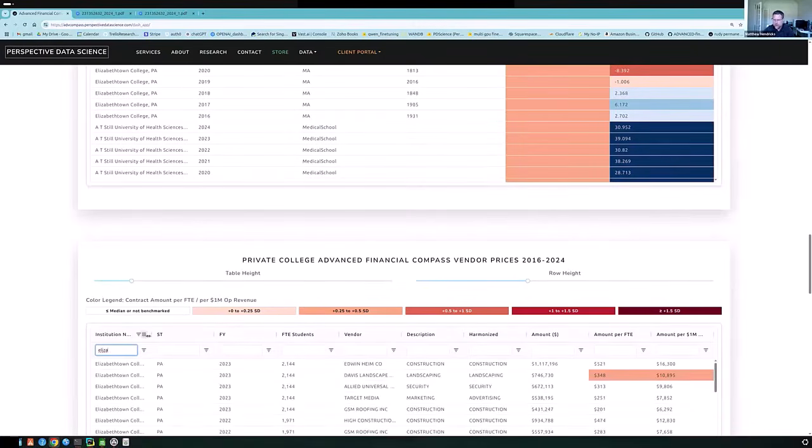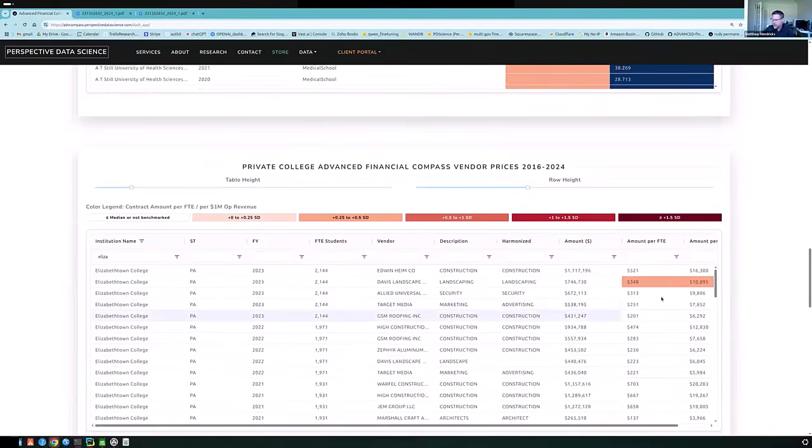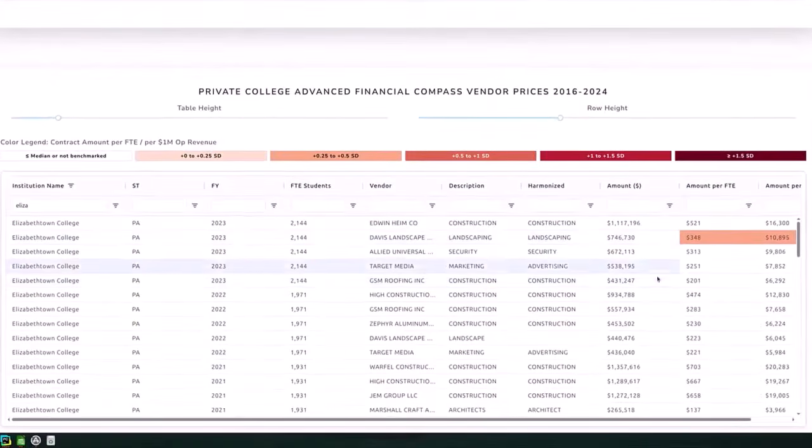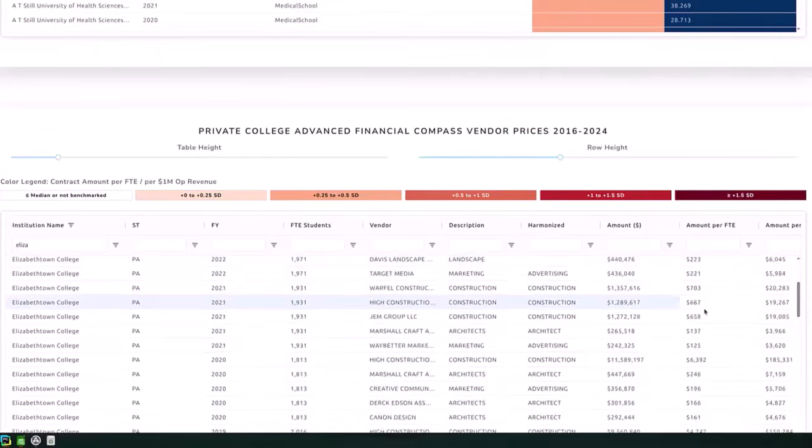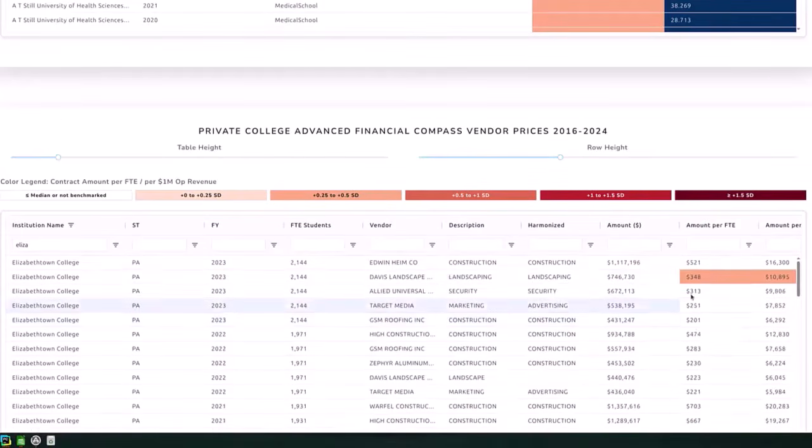All right, Elizabethtown College. And again, I'm looking for color here. So what this table will show you is contracts that are maybe priced higher than normal. It looks like I see a couple things to explain what we saw a bit earlier. But again, you shouldn't just totally discount it and not look into it, right?